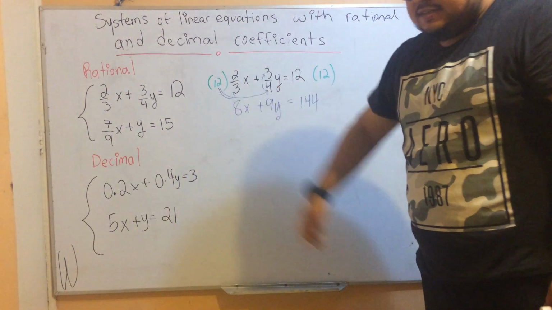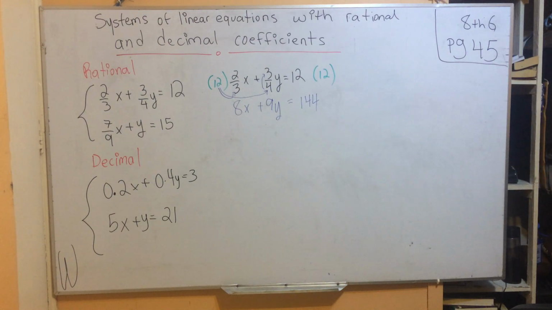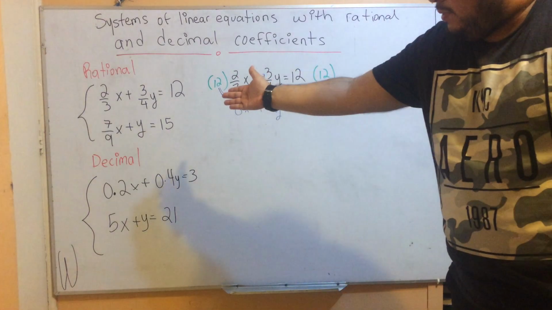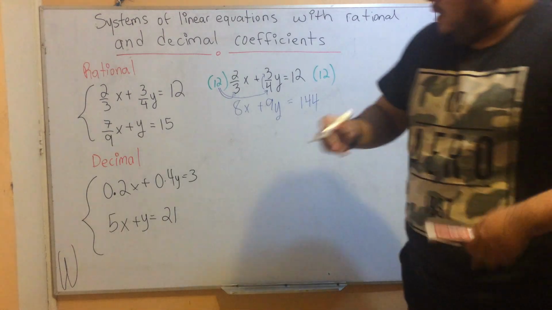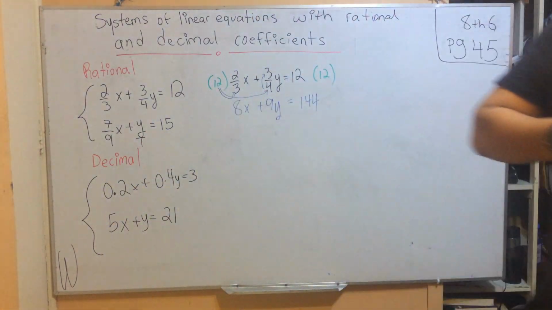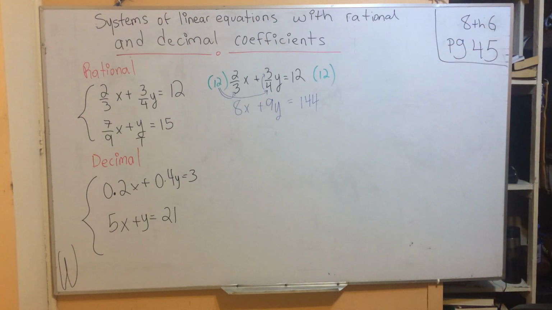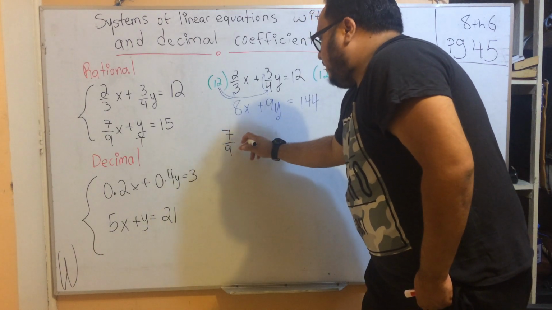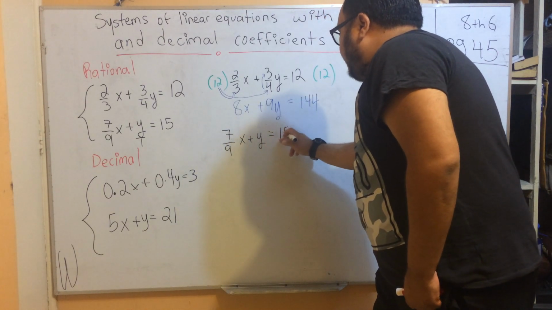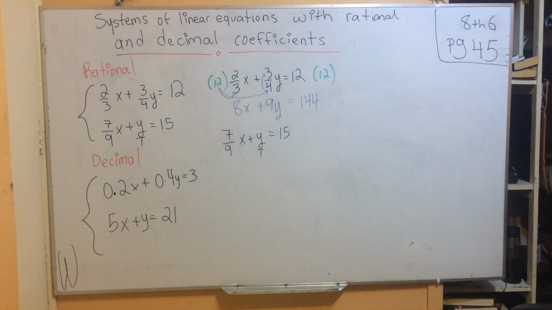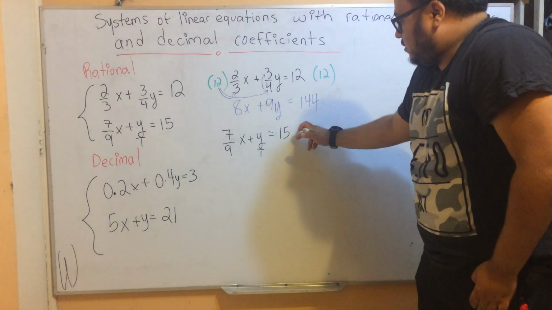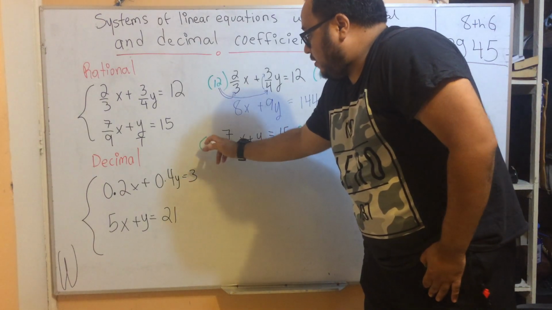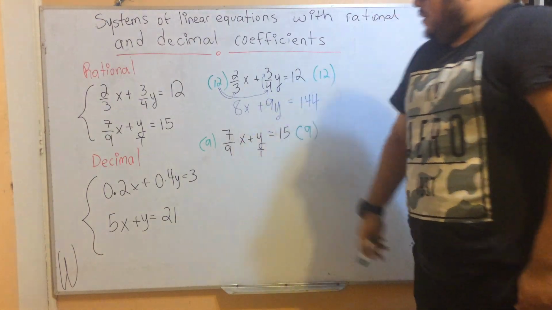Now let's take the second equation. With the second equation, what we're looking for is a number that multiplied by these is going to help us eliminate the fraction. And remember, y, since it's alone, is like having y divided by 1. So the least common denominator between 9 and 1 is 9. So if we have 7/9 x plus y equals 15, and remember that y is the same as y over 1, what number can we multiply? The least common denominator, which is 9. Why do we choose 9? Because we're looking for the least common denominator between 9 and 1.